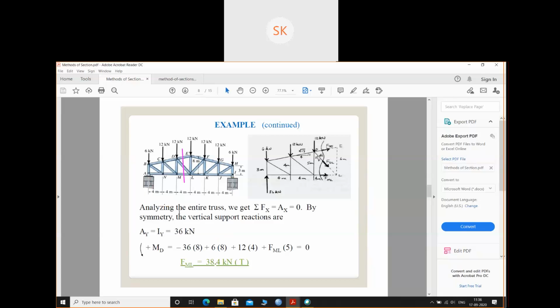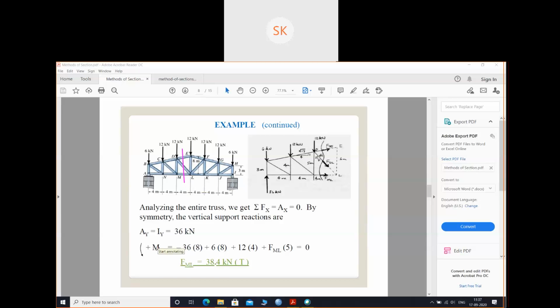So next, okay, we have found out the support reactions. We have these vertical forces. Then we have found out this support, Ax is 0, we have found out Ay. Now let's move to find out the forces in the members.